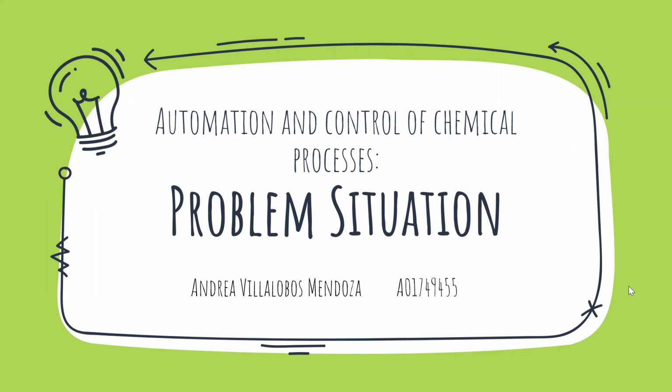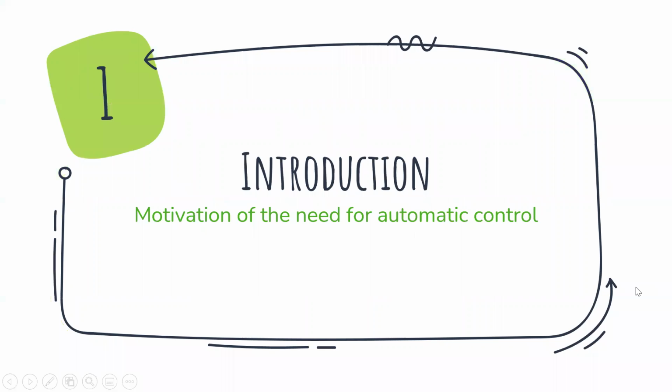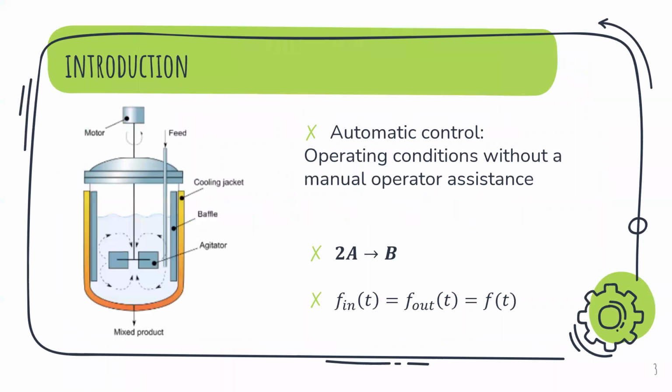To begin with, I am going to talk about the motivation of the need for automatic control. Automatic control systems are on-site computerized systems, sensors, and programs that can adjust and control equipment and processes over the normal range of expected operating conditions without a manual operator's assistance.